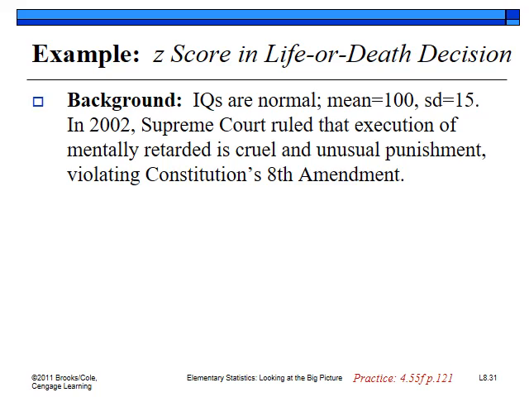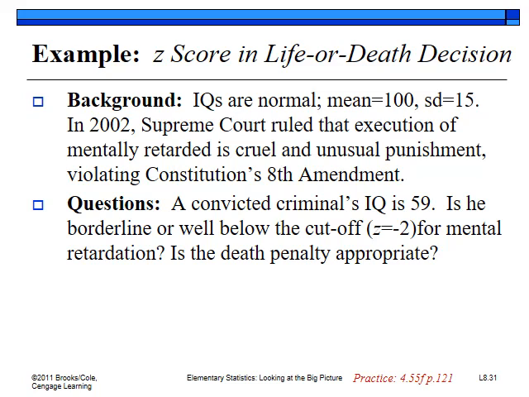Let's look at an example. IQ scores are normal with mean of 100 and standard deviation of 15. In 2002, the Supreme Court ruled that execution of the mentally retarded is cruel and unusual punishment, which is in violation of the 8th Amendment of the Constitution. A convicted criminal's IQ is 59. Is that borderline or well below the cutoff, which is z equals -2, for mental retardation? Is the death penalty appropriate for this criminal?